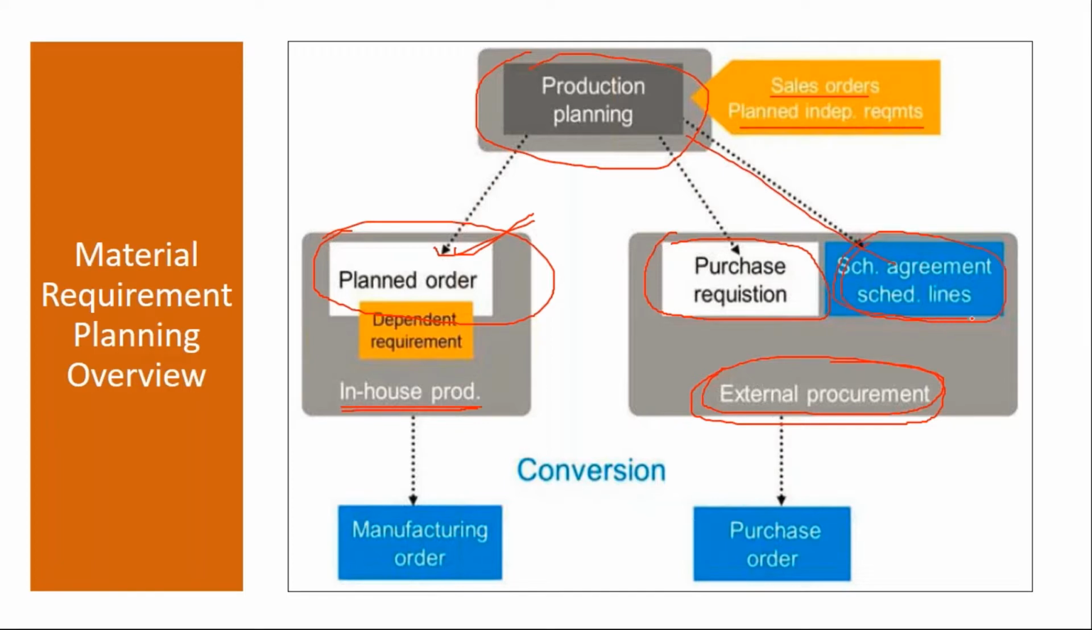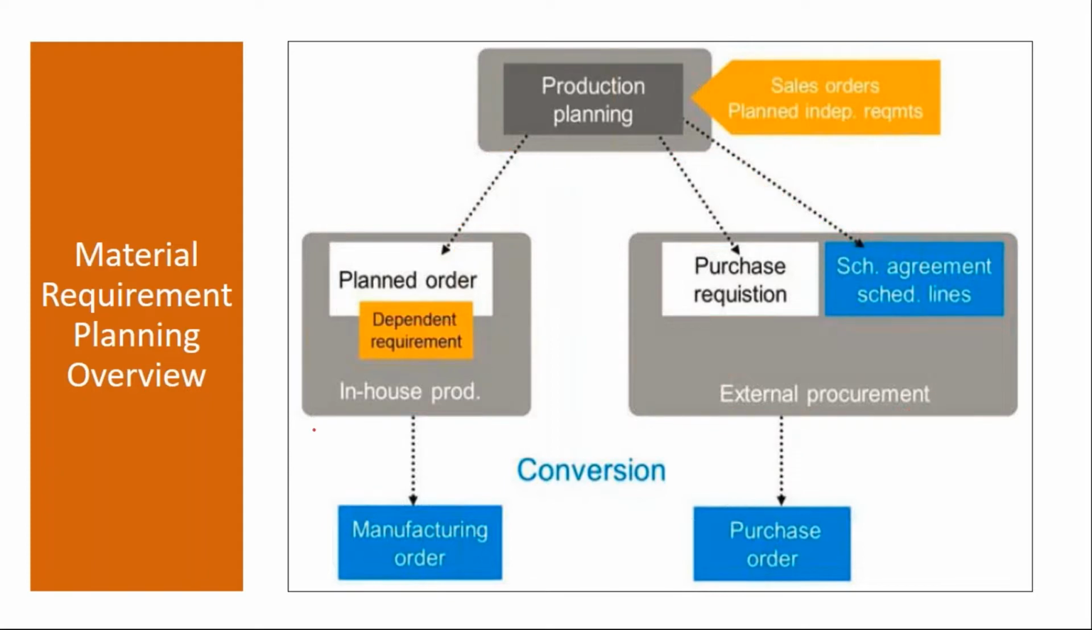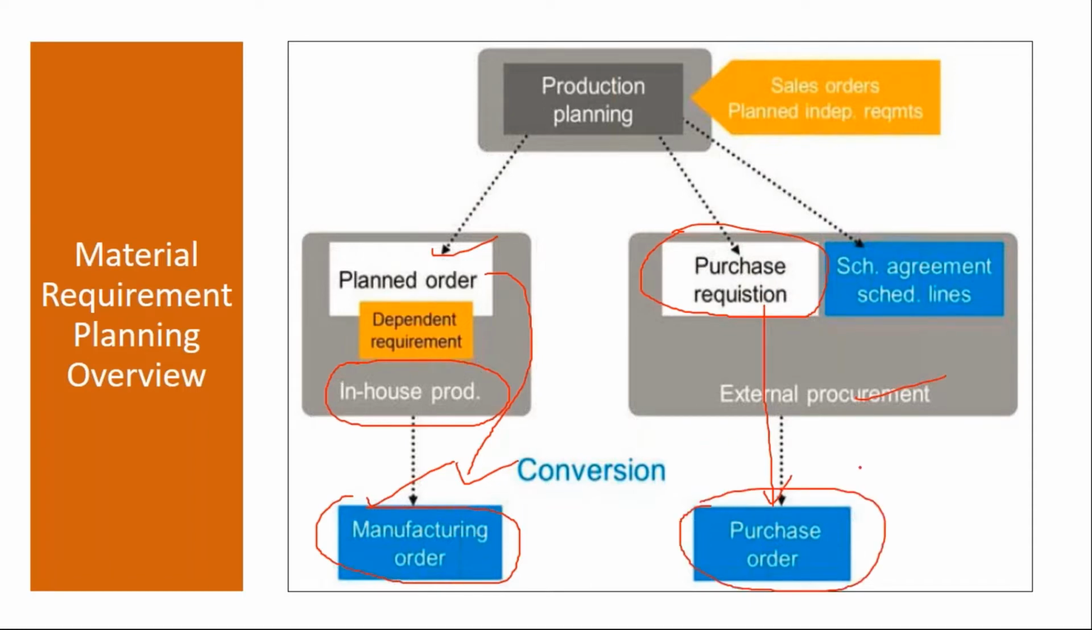After this, in case of in-house production, like finished products and semi-finished products, it will generate a planned order. This planned order later on will be converted to a production order, a manufacturing order, to start manufacturing. Whereas in case of externally procured materials, it will generate a purchase requisition. Then this purchase requisition is converted to a purchase order. This is the purchasing activity, to purchase the material from the suppliers.